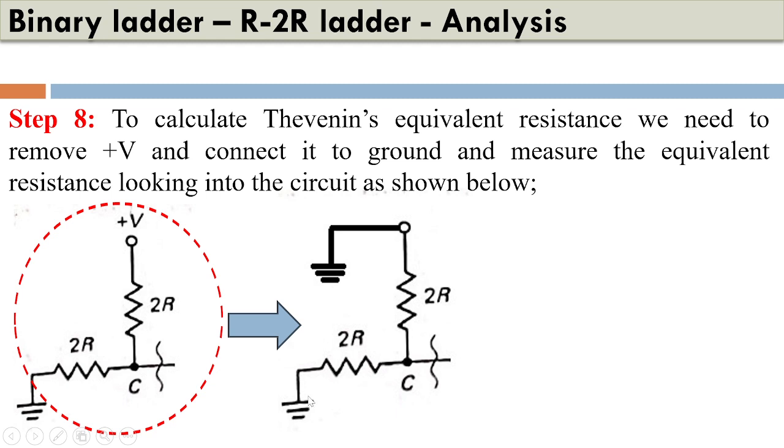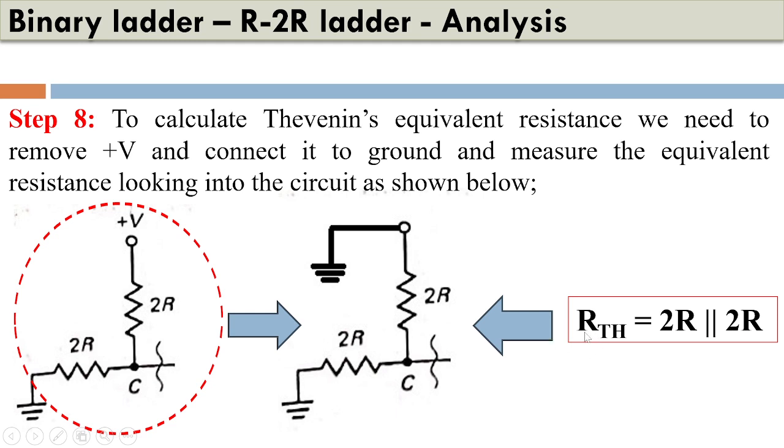Now again we can see that the circuit given here is a parallel combination of these two resistive networks. So these two resistive networks will provide us the equivalent resistance looking into the circuit, equivalent to Thevenin's resistance, which is denoted by RTH. So it is again the parallel combination of 2R and 2R. When we compute the equivalent resistance, we'll get the value R. So we have got the Thevenin's equivalent resistance.